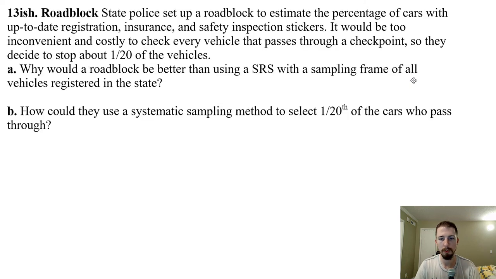Roadblock. State police set up a roadblock to estimate the percentage of cars with up-to-date registration, insurance, safety, inspection stickers. It would be too inconvenient and costly to check every vehicle that passes through the checkpoint. So instead they decided to stop about 1/20th of the vehicles. Why would a roadblock be better than using a simple random sample with a sampling frame of all vehicles registered to the state? Well, the problem with using the registrations is that if we're trying to check for cars that are not registered, then clearly if we only go to the ones that are registered and use that as our sampling frame, then we're not going to catch the people who are not registered. Same thing with insurance. If we only go through the insurance companies to build our list, then all the people who are not insured are obviously not going to be on our list. So that would be the issue that we would have there.